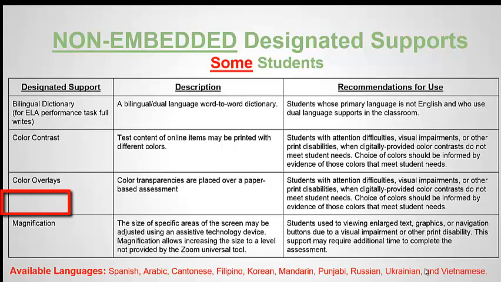Magnification allows the size of specific areas of the screen to be adjusted by the student with an assistive technology device. Magnification allows increasing the size to a level not provided for by the Zoom universal tool. Students used to viewing enlarged text, graphics, or navigation buttons may need magnification to comfortably view content. This support also may meet the needs of students with visual impairments and other print disabilities. The use of this designated support may result in the student needing additional time to complete the assessment.